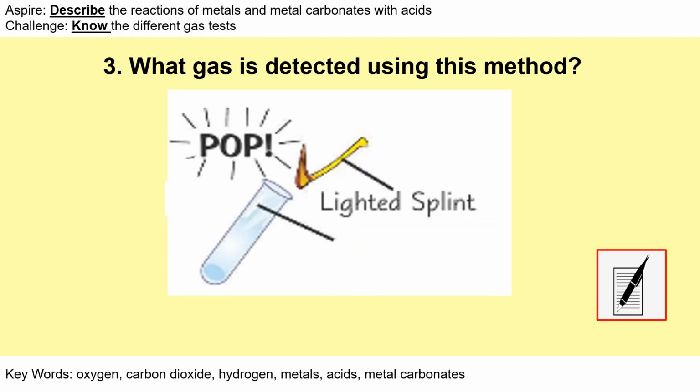And the next question, what gas is detected using this method? So this is a lighted splint and a squeaky pop. So 15 seconds to write down what gas you think is detected using this method. So hopefully guys, you've got the correct answer, which is hydrogen.